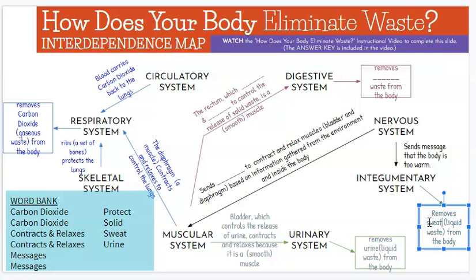So liquid waste leaves our body in two ways. It leaves through our urinary system. It also leaves through sweat with our integumentary system. But there is one more type of waste that our body releases. This is the one that we all kind of giggle about and maybe don't like to talk so much about, but we have to remove feces, poop.